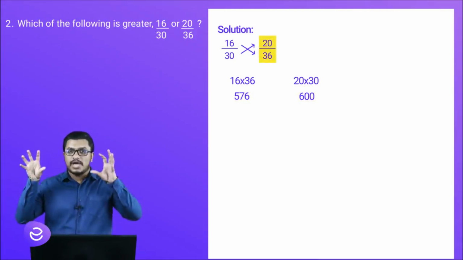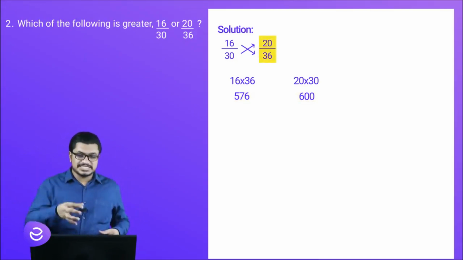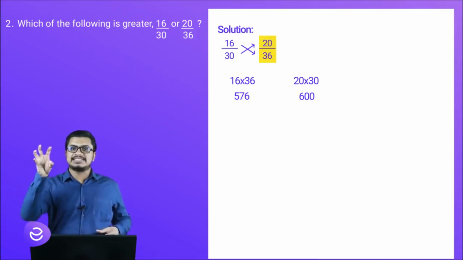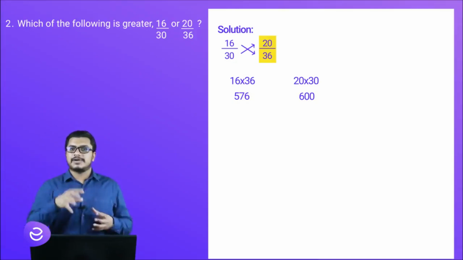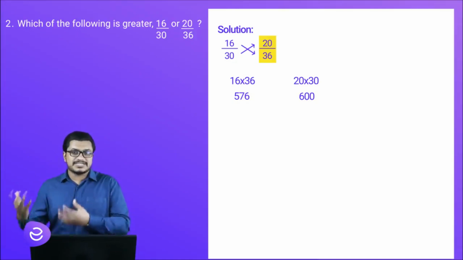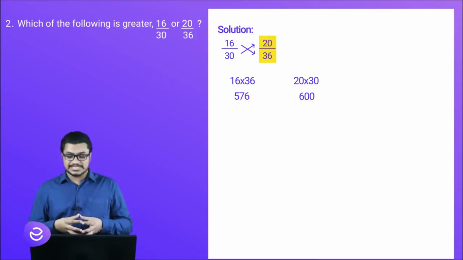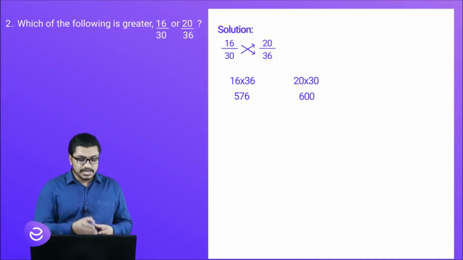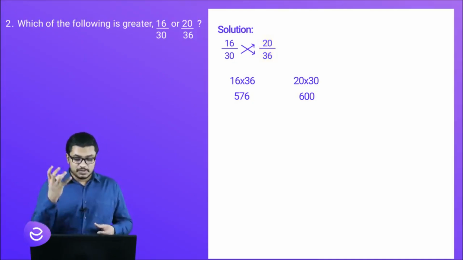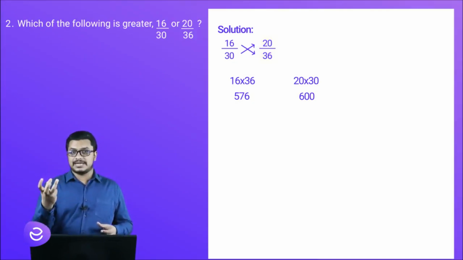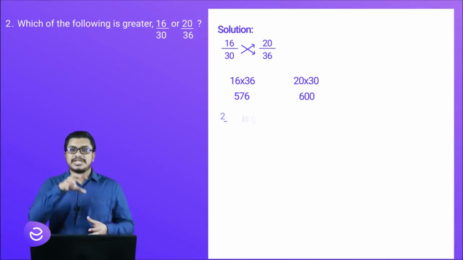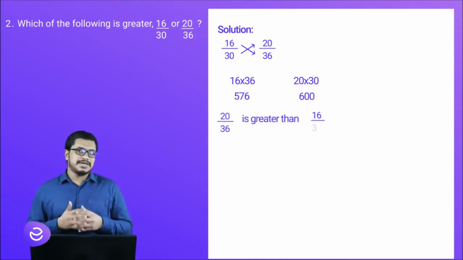So you have two highlighted numerators, 16 and 20, and the numerator 20 has resulted in the greater number, 600. Which fraction has 20? 20 by 36 has 20. So that number is the higher number. Here 20 is the numerator which is part of the greater number, 600, so that fraction is greater. So 20 by 36 is greater than 16 by 30.